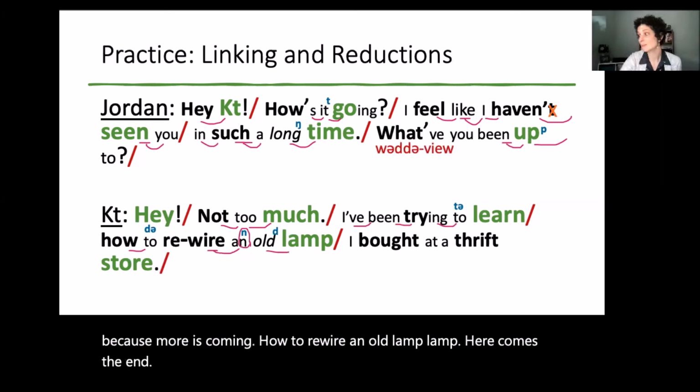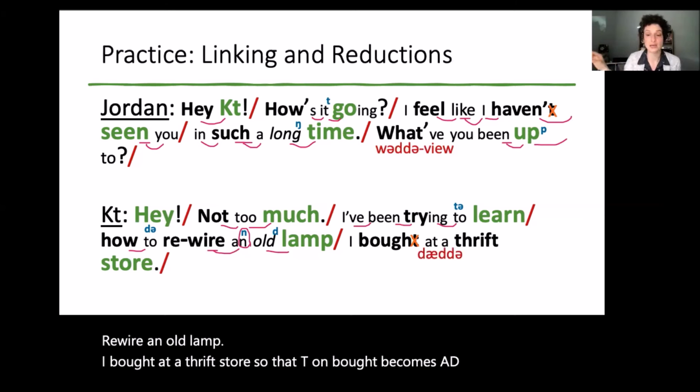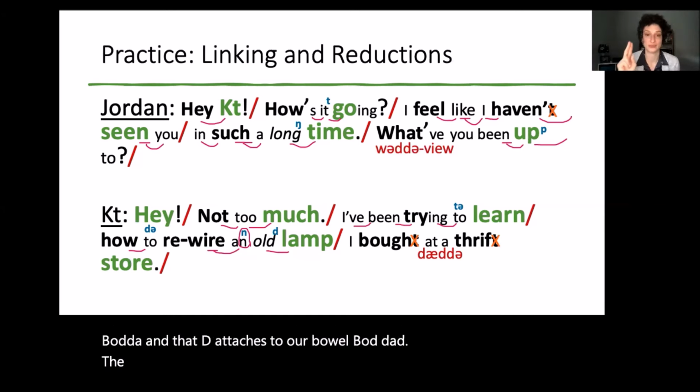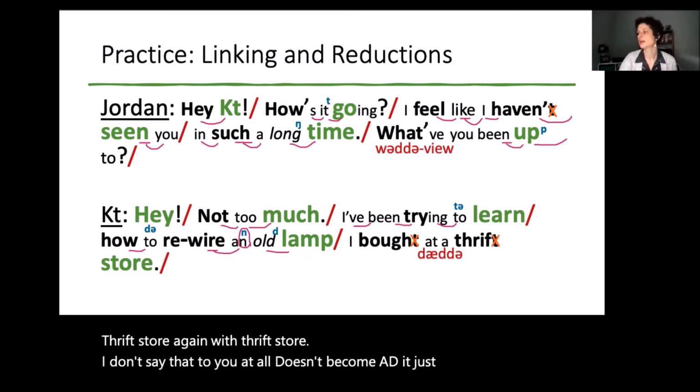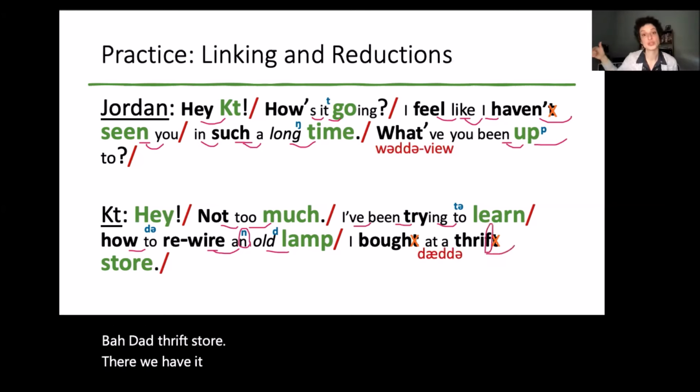Rewire an old lamp. I bought at a thrift store. So that T on bought becomes a D sound. Ba-da-da. Ba-da. And that D attaches to our vowel. Ba-da-da. Thrift store. Again, with thrift store, I don't say that T at all. Doesn't become a D, it just is deleted. All right, I bought at a thrift store. Bought at a thrift store. There we have it. And thrift store.